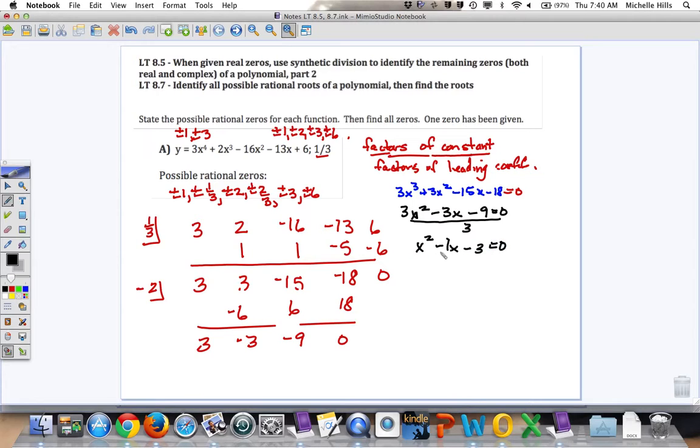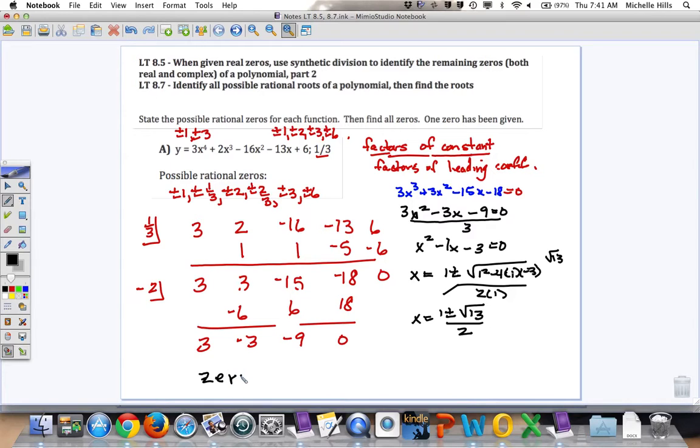That's not factorable, so I'm going to use the quadratic formula. x equals 1 plus or minus the square root of 1 squared minus 4 times 1 times negative 3 all over 2 times 1. This is like 1 plus 12, so that's the square root of 13. So I end up with x equals 1 plus or minus the square root of 13 over 2. I can't reduce that. So my final answer, my actual zeros, ooh, that did not go well.